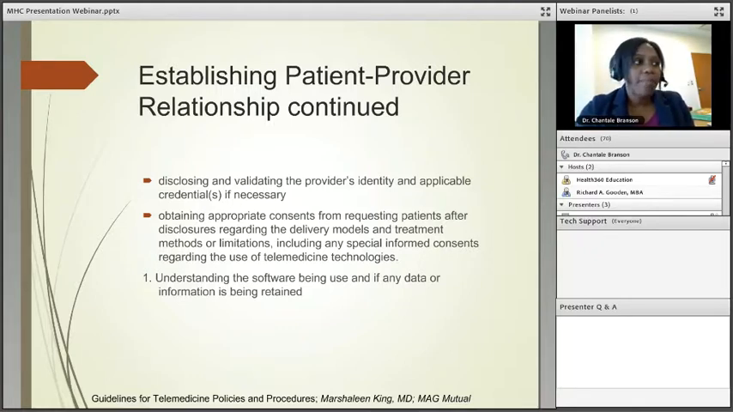So establishing the patient-provider relationship, just to continue that, disclosing and validating the provider's identity and applicable credentials is very important, as discussed previously. Obtaining appropriate consent from requesting patients after disclosures regarding the delivery models and treatment methods or limitations, including any special informed consents regarding the use of telemedicine technologies. This might be more for the person who may have some memory problems, or might be considered someone who needs more support or understanding, may have some challenges with understanding the questions or how to use them in a telemedicine, telehealth visit.